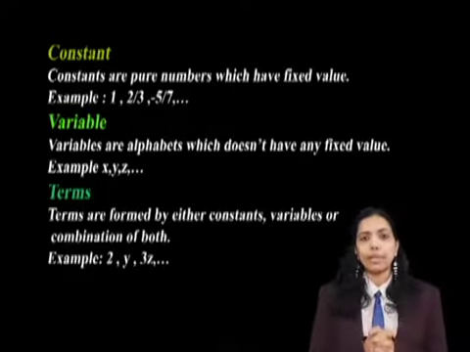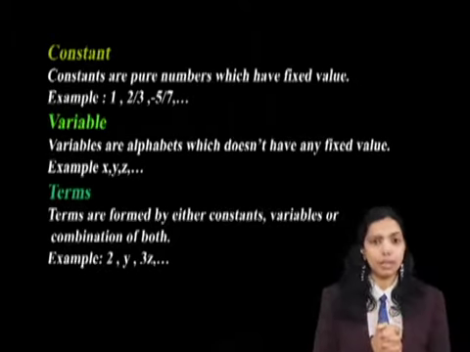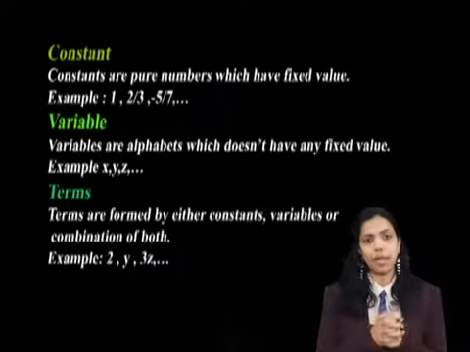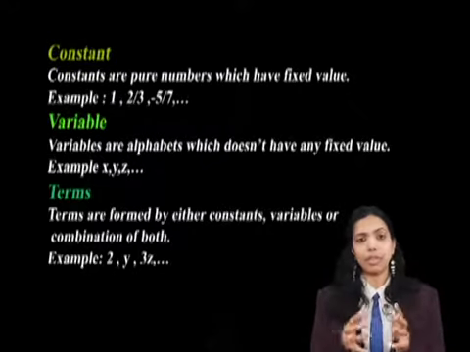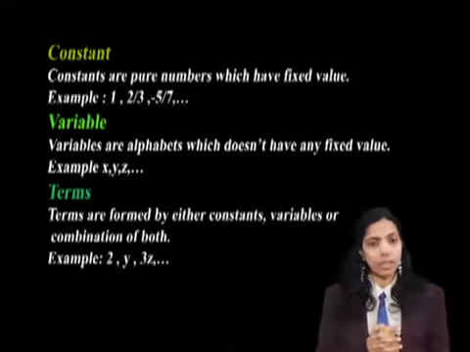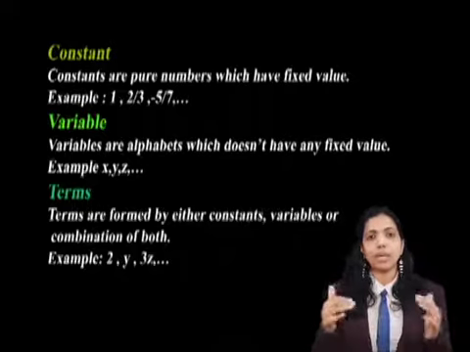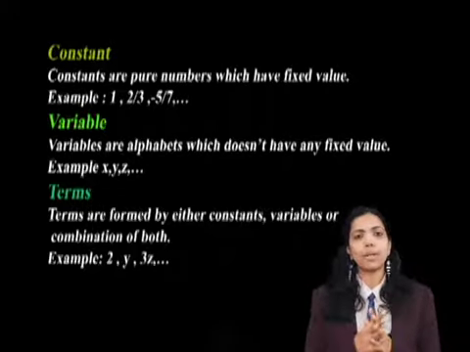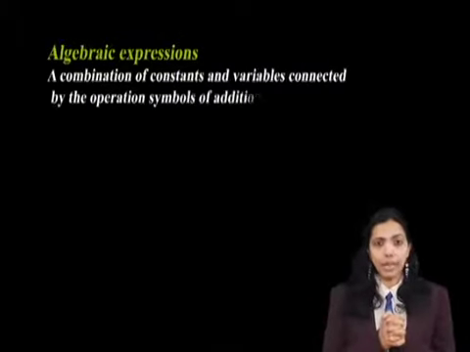Now, what is a term? Term means the combination of the variable and constant. Either the variable alone, x, is a term, or we can call 2x, that is a combination of the constant 2 and x, together a term, or 5, it is a term. So, once the term is over, we can move to the main topic, algebraic expression.